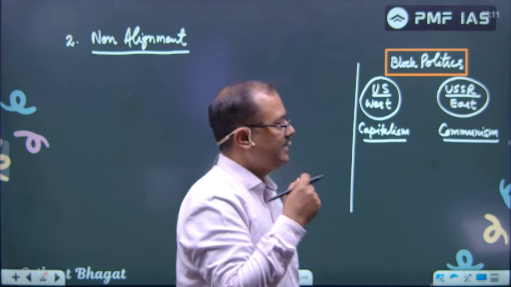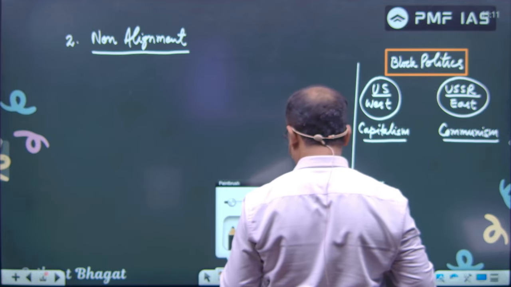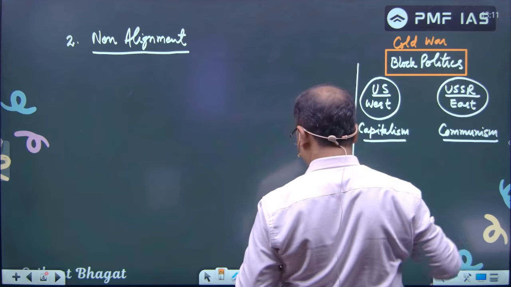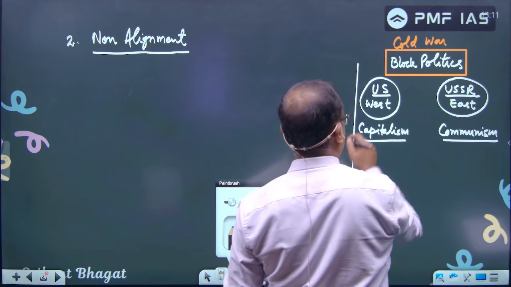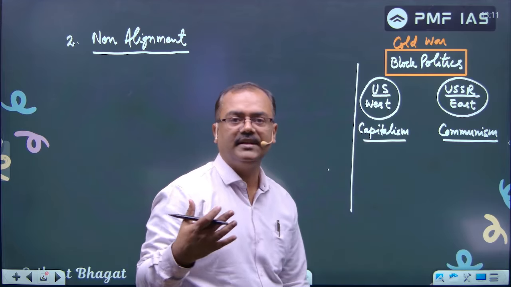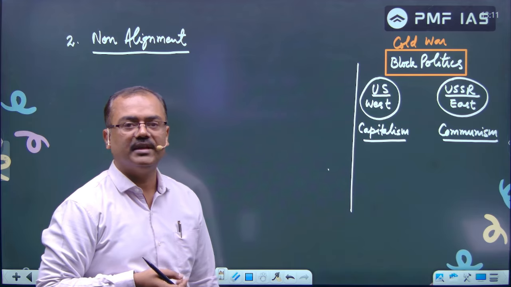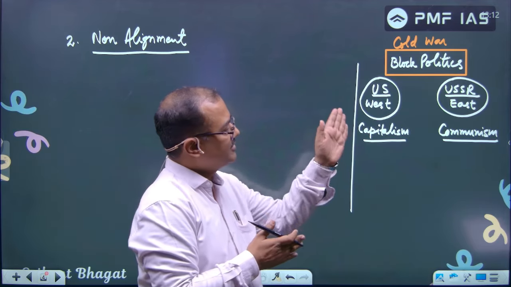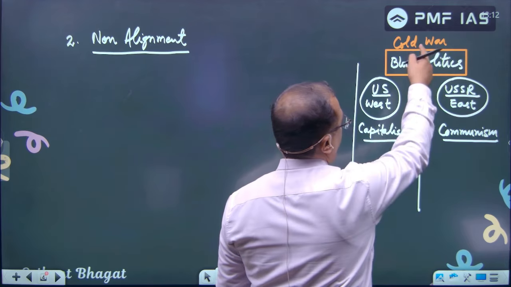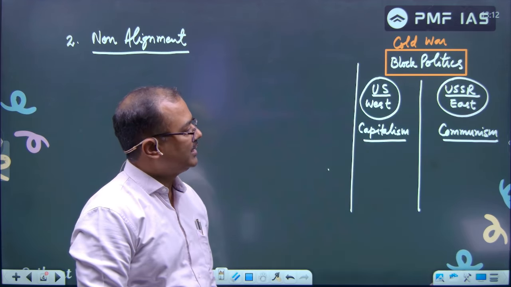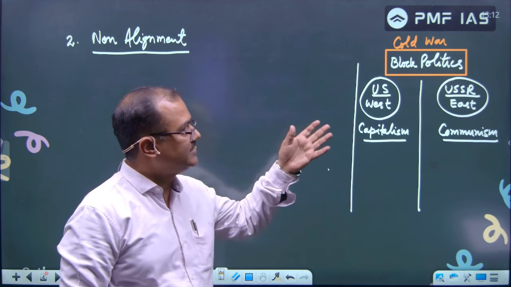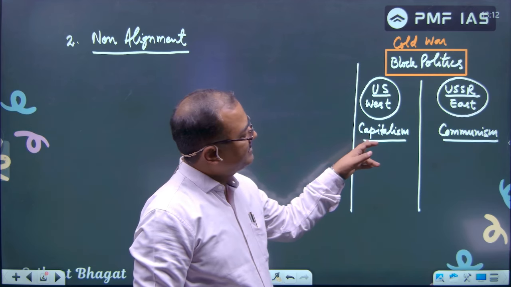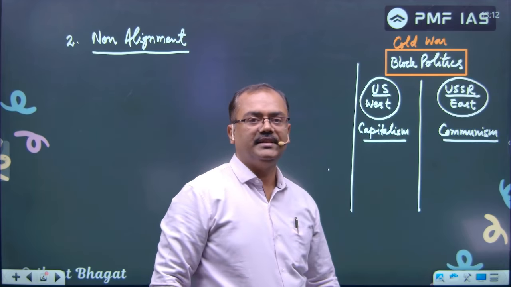Block politics is the very famous politics of the Cold War period. Cold War is the war between these two blocks: the Western bloc with the US as its representative, and the Eastern bloc with the USSR as its representative. The creation of bloc politics is what we call the Cold War condition. I will discuss various aspects and facets of the Cold War later on. But the base was capitalism in the West and communism in the East.